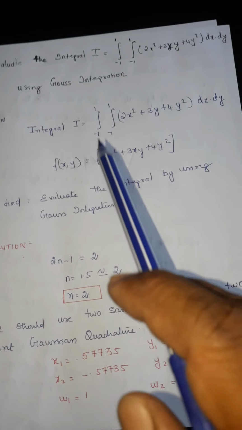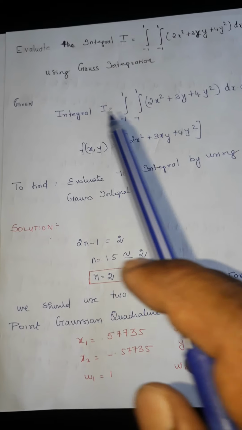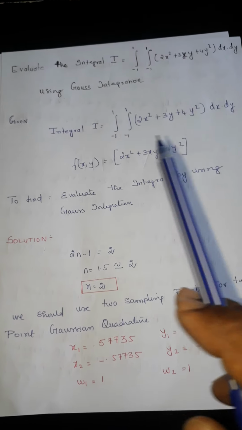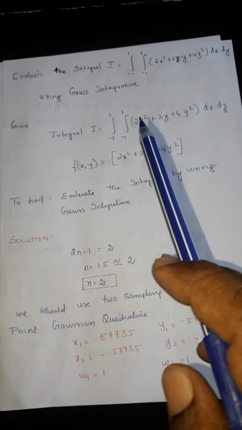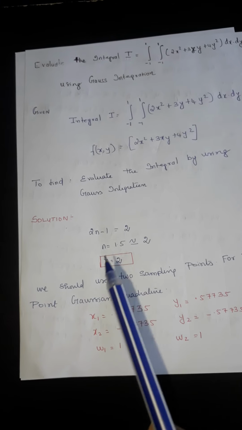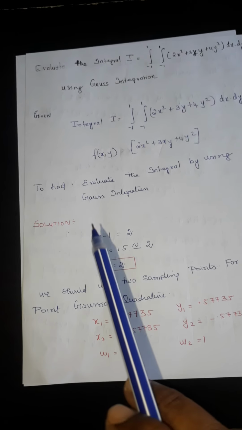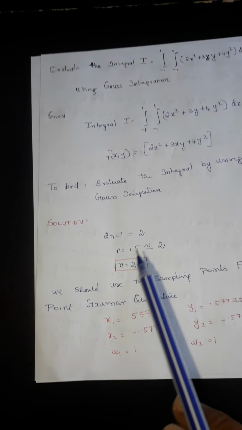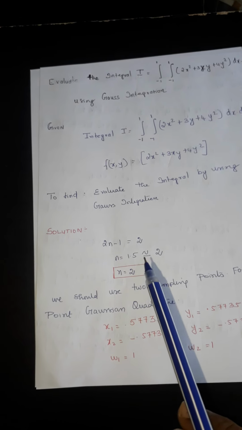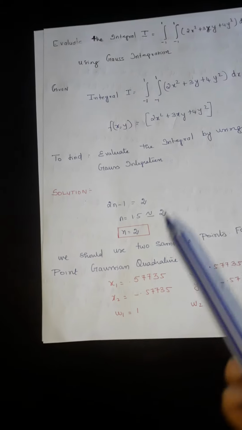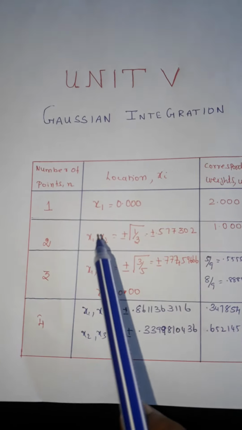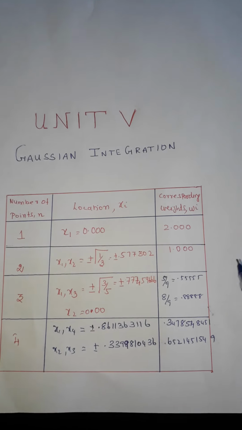So take the integral, this is f of xy. First find the highest degree possible. The highest degree is 2 here, so 2n minus 1 equals 2, giving n equal to 1.5. If it is 1.3, you take it as 1. If it is 1.5 and above, you take 2 sampling. So this means 2 sampling points, and this sampling you have to take.